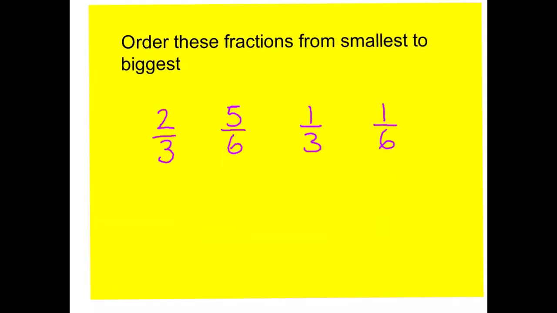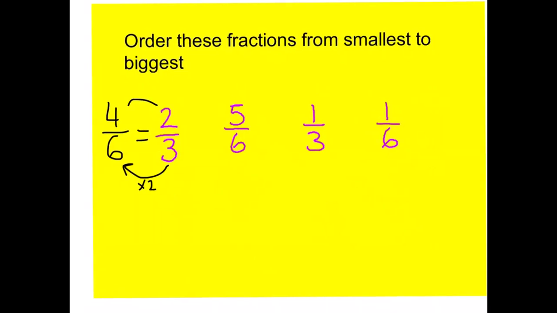We have 4 fractions that we need to order from smallest to biggest. 2/3, 5/6, 1/3, and 1/6. Now this is made difficult because the denominator on the bottom is not the same across all of the fractions. So we need to do some converting and find equivalent fractions. So I'm going to turn my thirds into sixths. So to get from 3 to 6, I've doubled it. So I must do the same to the top. So 2/3 is the same as 4/6.